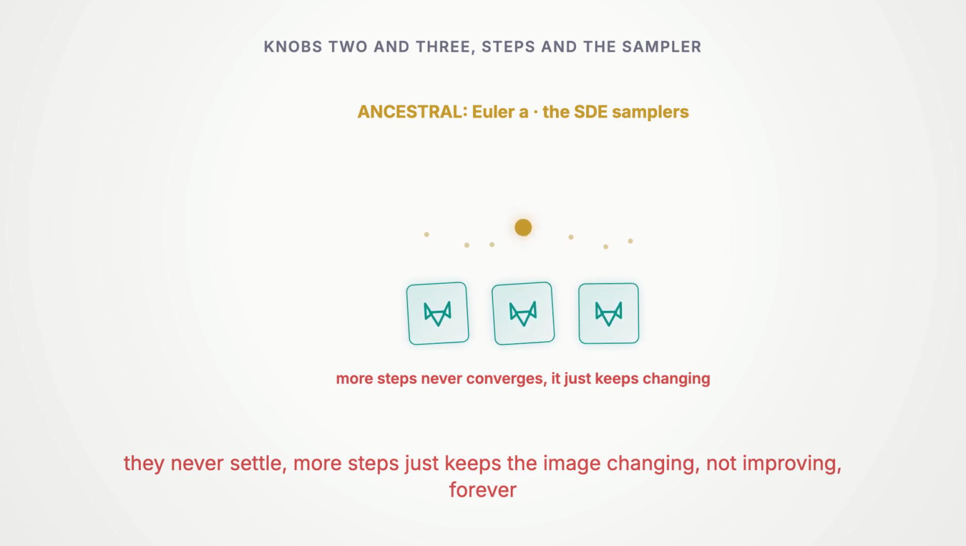So the famous advice, more steps equals better, is a half-truth. Past the point where a deterministic sampler has converged, extra steps are wasted, and for an ancestral sampler, more steps never converges at all. The honest move is to pick a good sampler, find the step count where it stops improving for your model, and stop there.